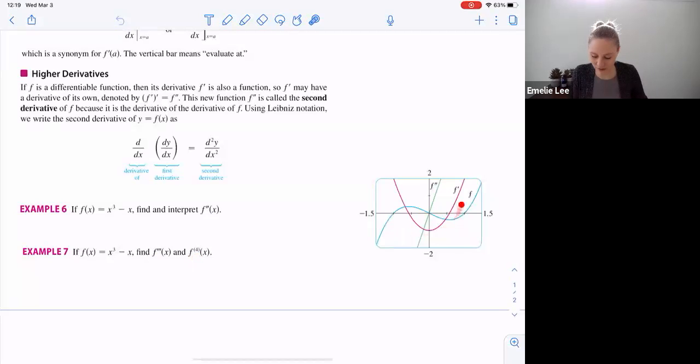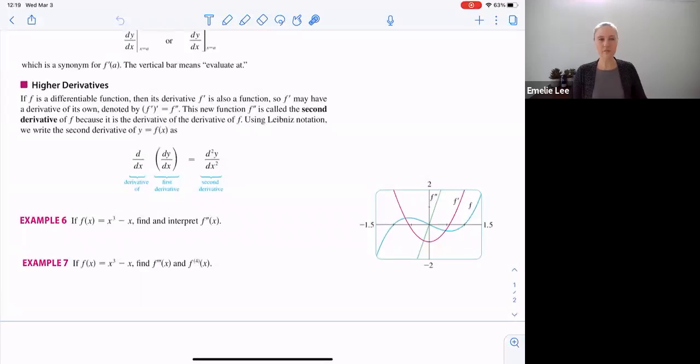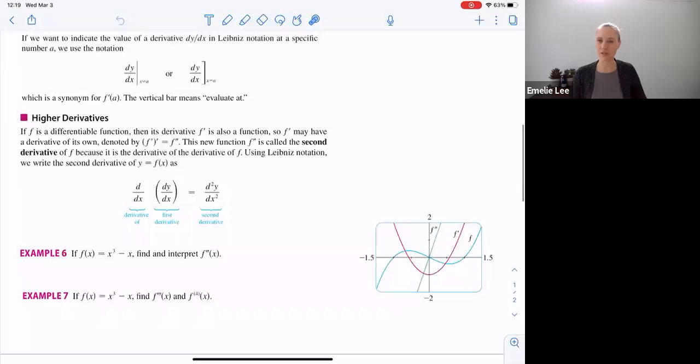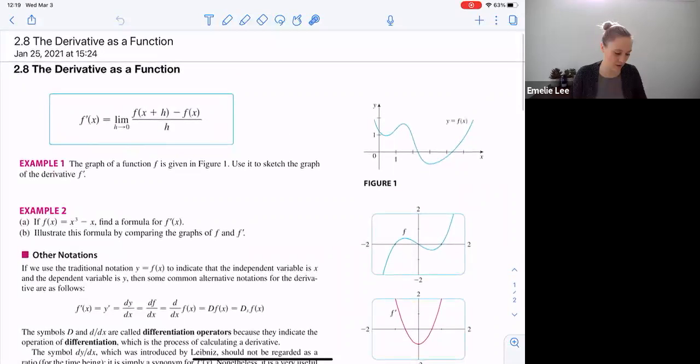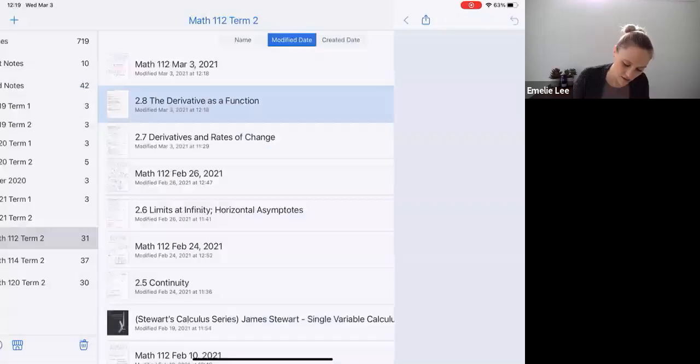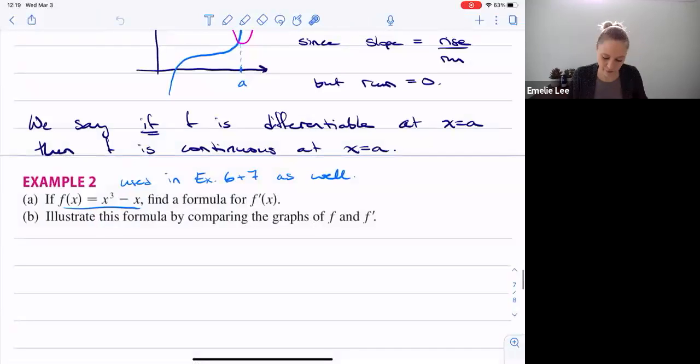And I've got the sketch here up to the second derivative. So that's just what we're going to do. We're going to find the first derivative, second derivative, third derivative, fourth derivative, and then we tap out of x to the 3 minus x.